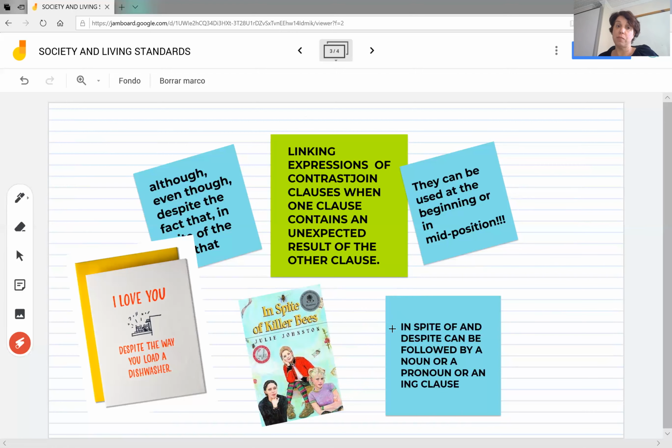So here you have in spite of and despite can be followed by a noun or a pronoun or an -ing clause. Okay, so despite, I love you despite the way you load a dishwasher, and in spite of killer bees. So here you have a pronoun, you. Here you have a noun, killer bees. Or in spite of, let me think of a sentence. In spite of being so untidy, I still love you. Okay?